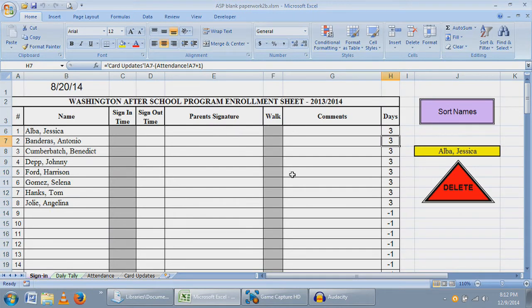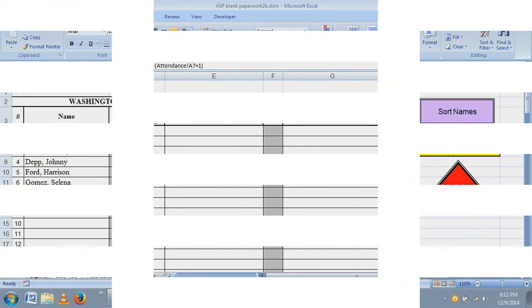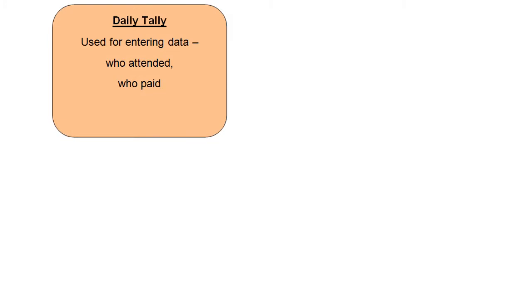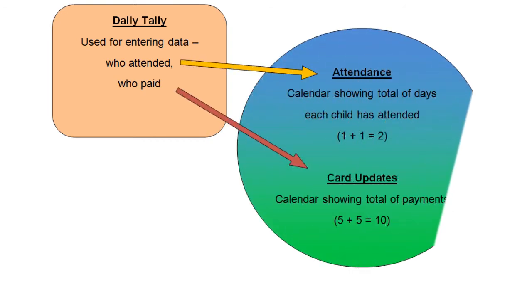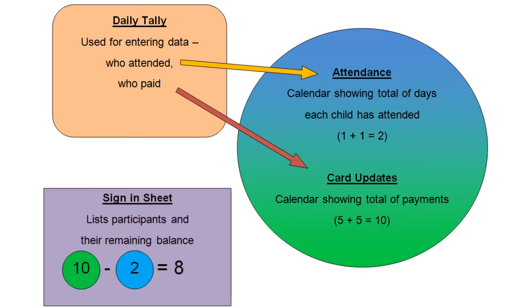At this point, I'm going to do a more thorough walkthrough. So we have our daily tally sheet, which is used for entering data, who attended and who paid. This data is sent to the corresponding attendance and card update sheets, which are responsible for totaling and keeping track of all attendance and payments. And finally, these totals are referenced on the sign-in sheet in order to display the remaining balances.